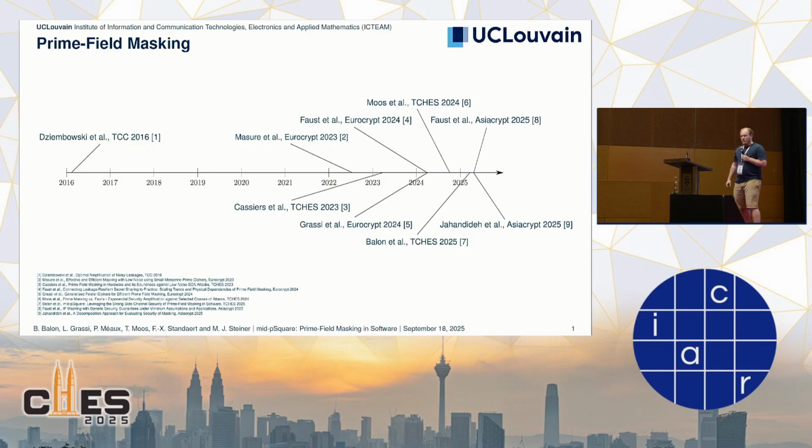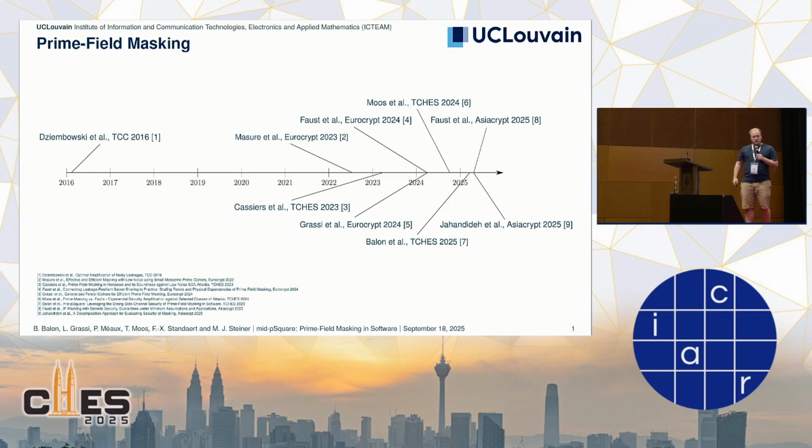So this is the last day of CHES. I guess you all have heard plenty of introductions into side channel attacks, side channel countermeasures, and in particular masking. So I'm not going to repeat all of that, but you might have heard a bit less about the specificities of masking in prime order fields. This is what this talk is about, and this is a timeline of all the works that we are aware of that either explicitly study or exploit the advantages that masking over prime fields provides.